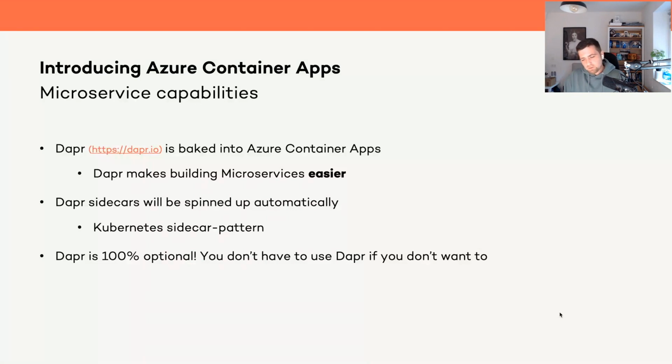So Dapr is really cool when it comes to building cloud native applications. But the important thing is, you can use it with Azure Container Apps. It's integrated by default, and it's super easy to get started with, but it's 100% optional. You don't have to use Dapr in Azure Container Apps if you don't want to. And that's really important, because a couple of developers who were looking into Azure Container Apps got confused. So do I really have to use Dapr at that point? Short answer, no, you don't have to use it.